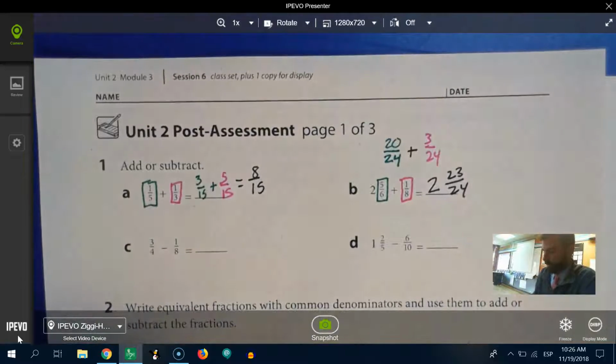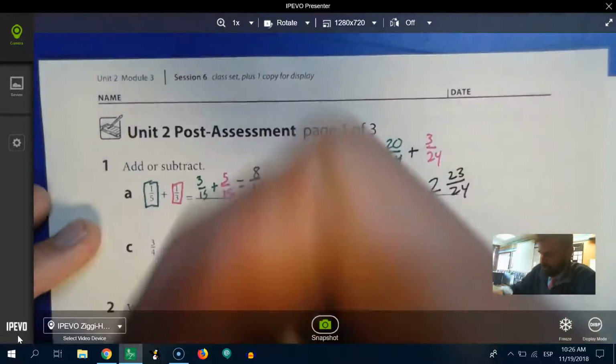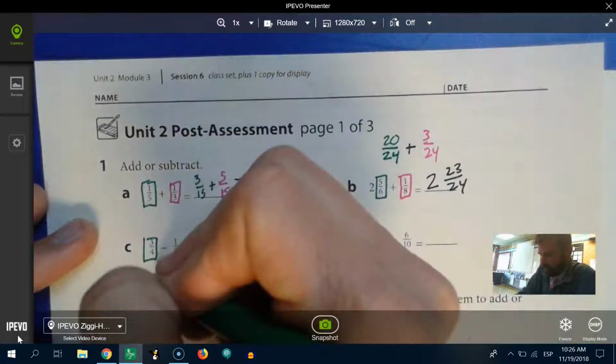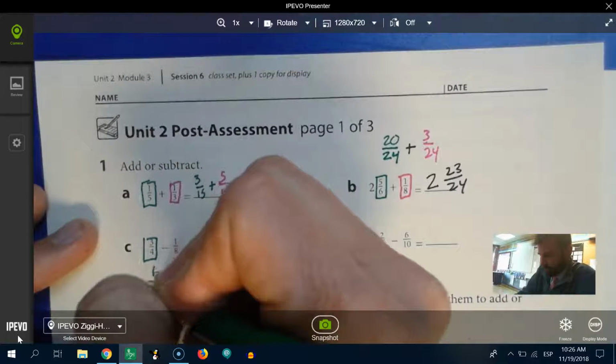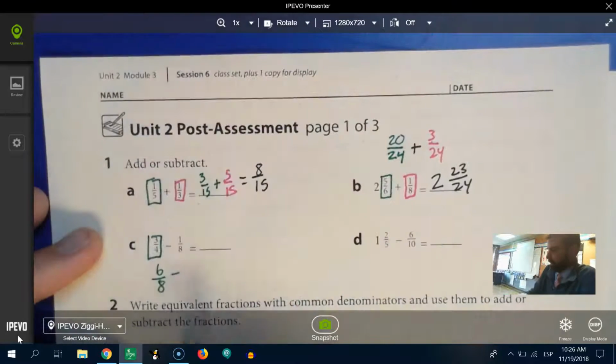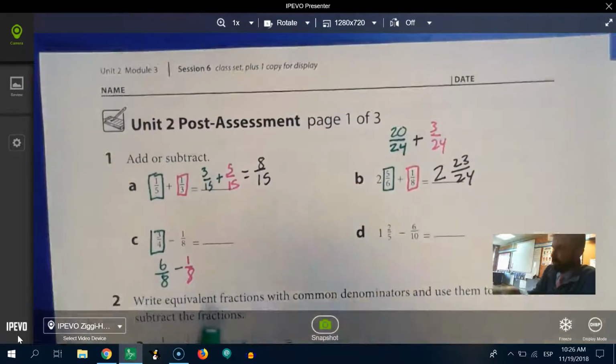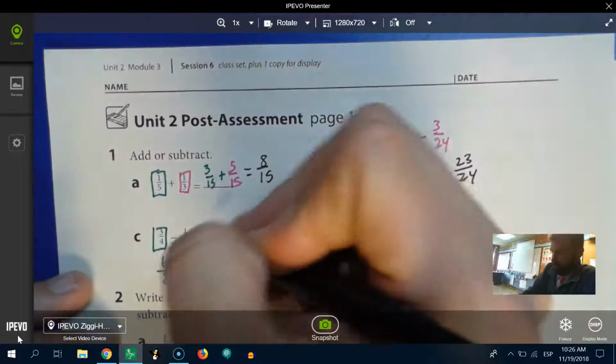Okay, subtract 3/4 minus 1/8. Again, looking at these, I'm just going to convert this to 8ths. So this is going to be 6/8ths minus, and I didn't have to do anything to 1/8. And that's going to give me 5/8ths.